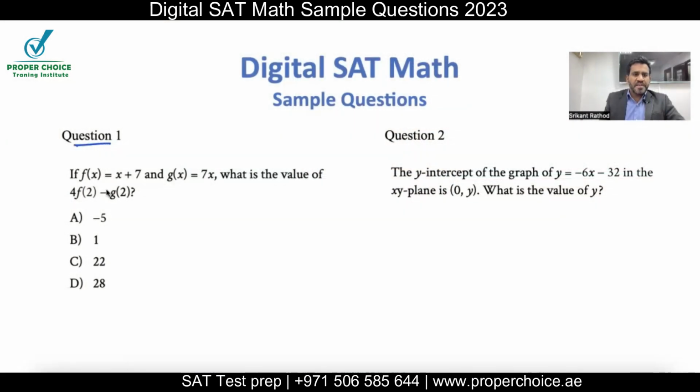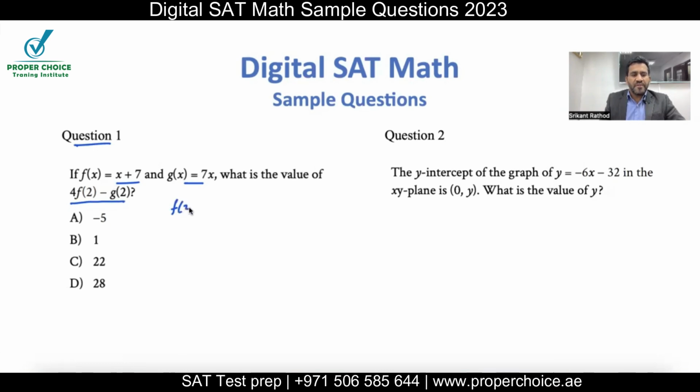Question number 1 here is, if f(x) is equal to x plus 7 and g(x) is equal to 7x, what is the value of 4 times f of 2 minus g of 2? So we are asked to find the value of this. You can see that f is the function given. I just need to replace x with a 2.